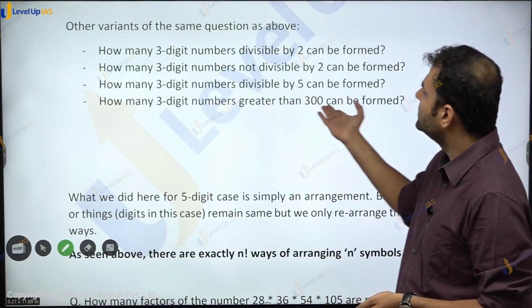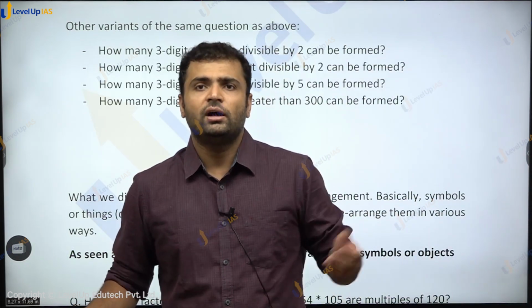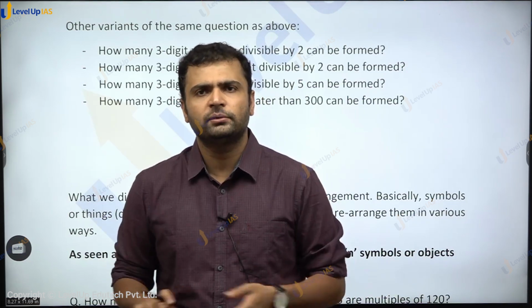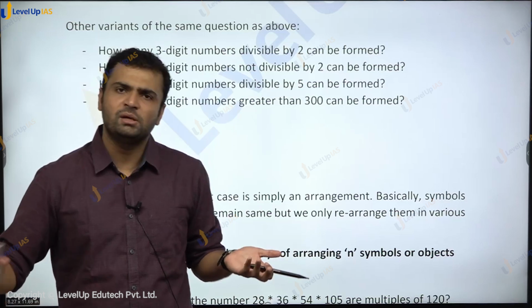Last, how many 3-digit numbers greater than 300 can be formed? For the number to be greater than 300, hundreds place has to be 3, 4 or 5. Correct? Just ensure that the hundreds place has 3 choices only, everything else will remain the same.